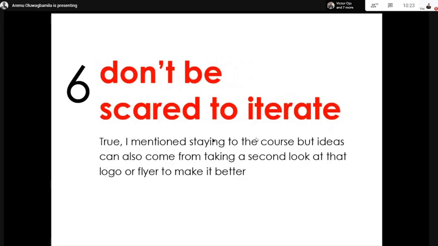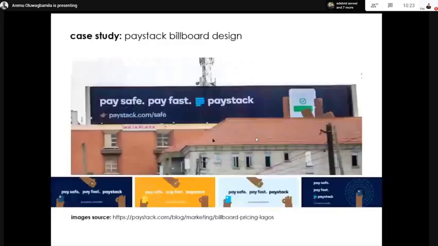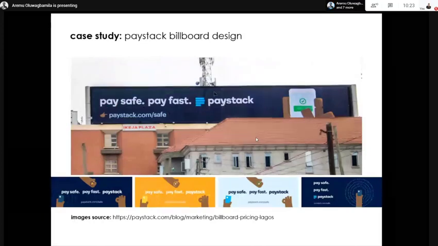And I'll give this case study by Paystack. Paystack did this billboard design sometime, I don't remember, maybe last year or two years ago. So this big design here is the final design. But if you look below here, these are the various iterations. It's actually more than this. I actually gave four samples here, but the iterations are actually more than four.